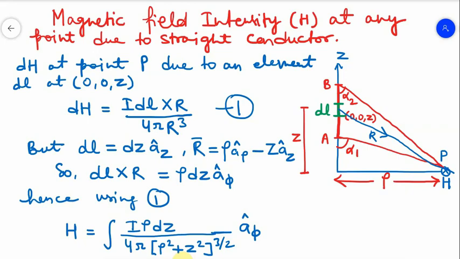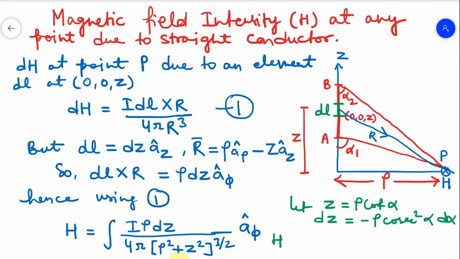Okay, now we will put the substitution. So for solving this integration we are substituting z equals rho cot alpha. So what will be dz? So dz will be minus rho cosec square alpha into d alpha. Okay, so then H will be how much?